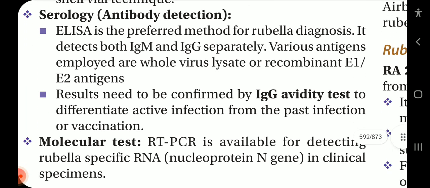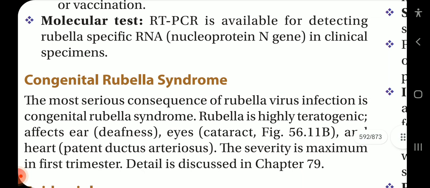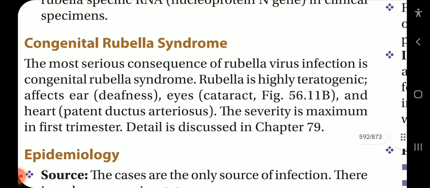Serology, antibody detection: ELISA is the preferred method of rubella diagnosis. It detects both IgM and IgG separately. Various antigens employed are whole virus isolate or recombinant E1 or E2 antigens. Results need to be confirmed by IgG avidity test to differentiate active infection from past infection or vaccination. Molecular test: RT-PCR is available for detecting rubella-specific RNA, nucleoprotein N gene, in clinical specimens.